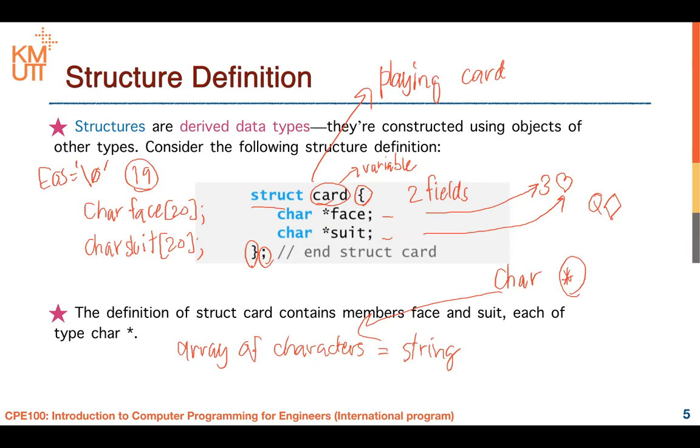You have to reserve, because you have to allocate 20 characters for face. So the maximum number of characters to be used in this field will be 19. You have to reserve the last one for the ending string, the end of string. Okay. And the definition of the structure contains two members, face and suit, right? Each of them has the data type array of character. So array of character is a string. Okay. That's all for this slide. Any question?